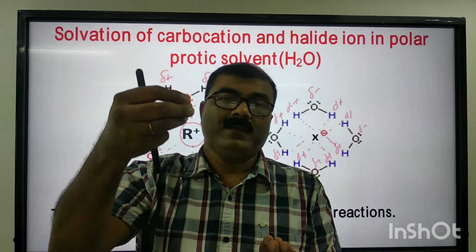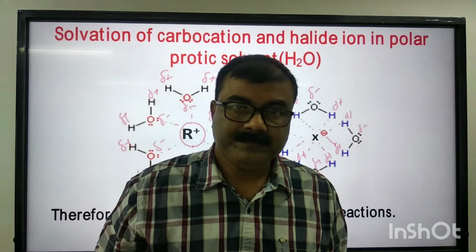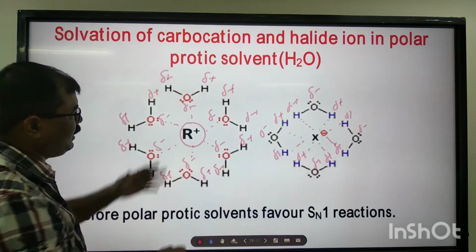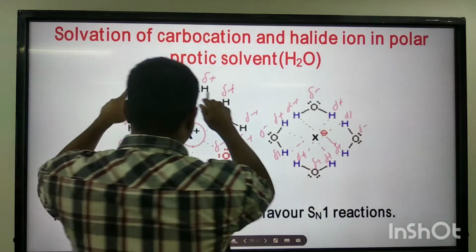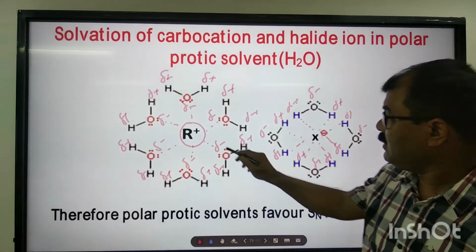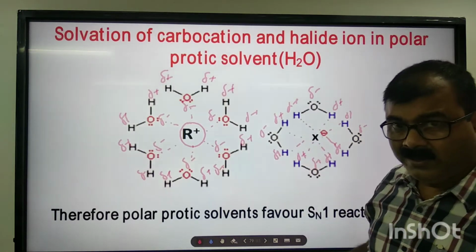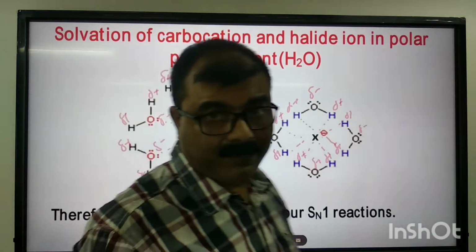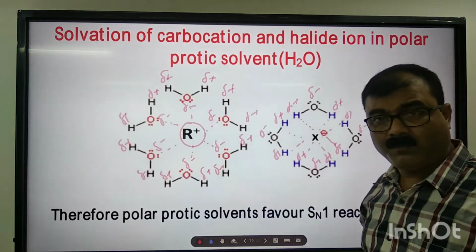The same process happens exactly, you can take a simple example, when you put some sodium chloride crystal in water. What will happen? The same process will take place here. Na plus ions will be solvated by water, and similarly Cl minus ions will be solvated by water. That is why sodium chloride easily gets dissolved in a polar protic solvent.